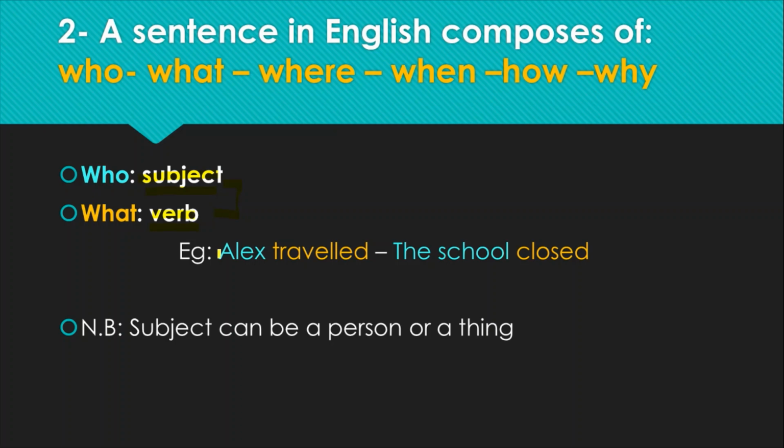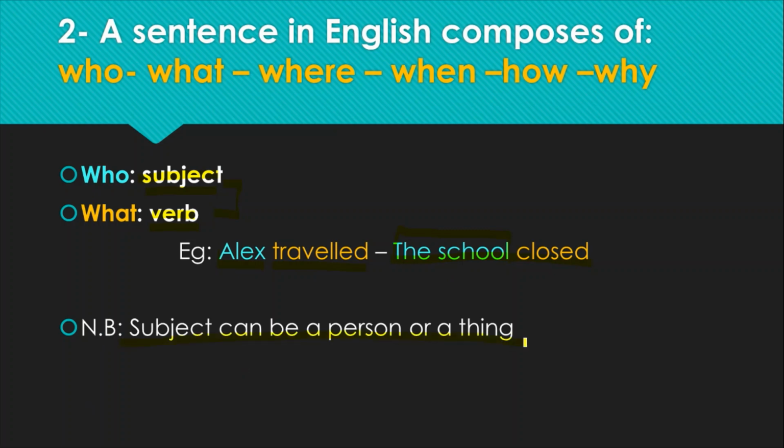First, here we have a few examples. So we say Alex, which is the who. Alex traveled, right? Here we have the subject, and then we have the verb, the who and the what. Here we have the school closed, all right? First off, we have the subject, which is the school. The school is the who of the sentence, and then we have closed. Closed is the verb, the what of the sentence.